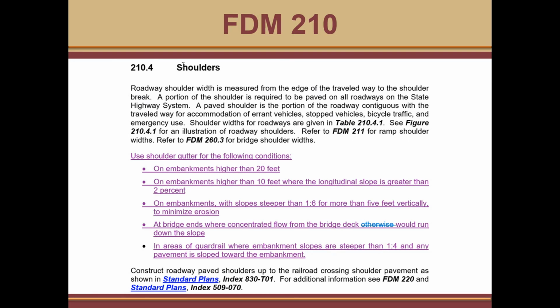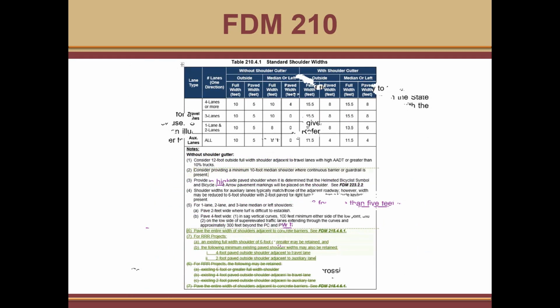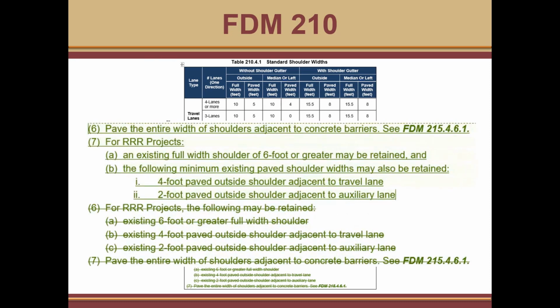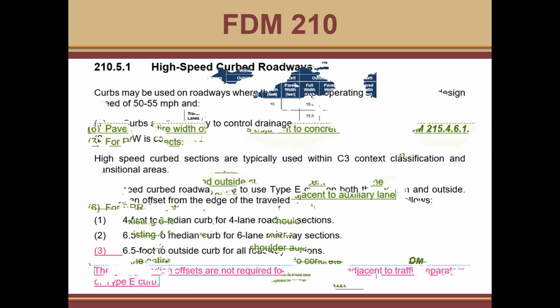210.4 was expanded by language that was previously in the drainage manual. This is a better fit for the criteria, and that's why it was moved here. We modified Table 210.4.1 for standard shoulder widths. This was a clarification of the existing criteria where we separated out the full width shoulder requirements and the paved width shoulder requirements for clarification.